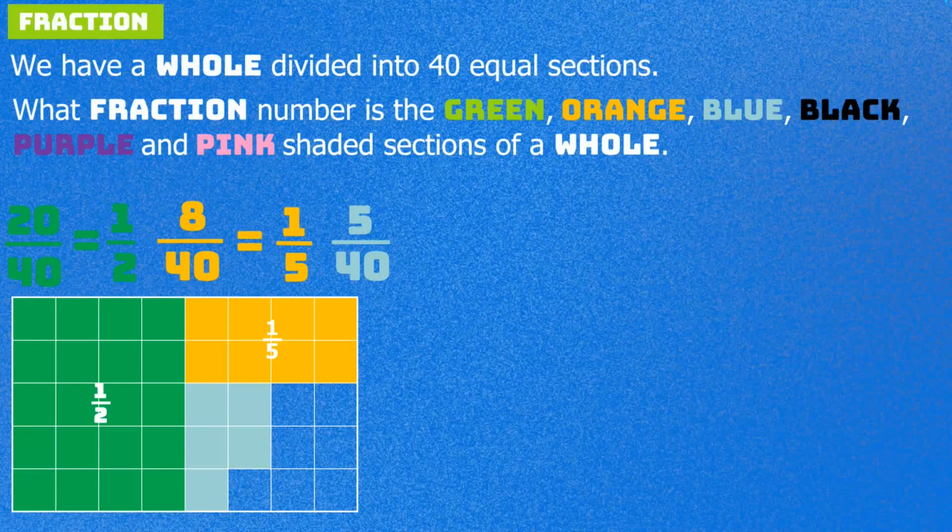Only 5 sections is shaded in blue out of 40 equal sections. Let's reduce this to its lowest term. Into the numerator, 5 goes in 1 time. Into the denominator, 5 goes into 40 8 times. 1/8.